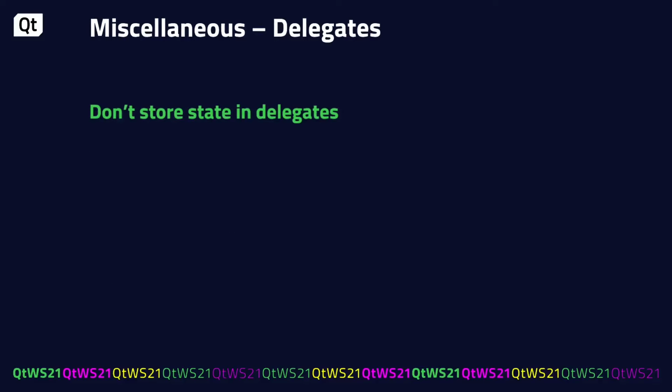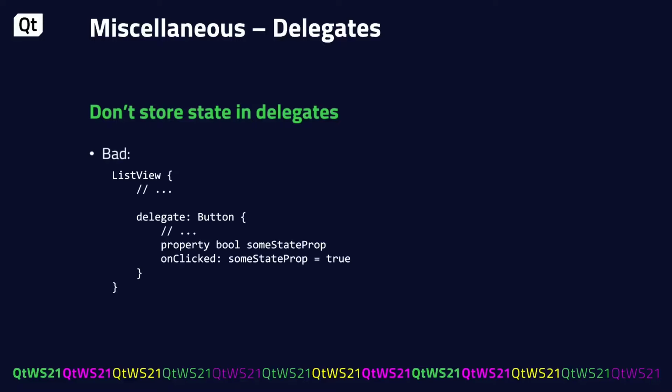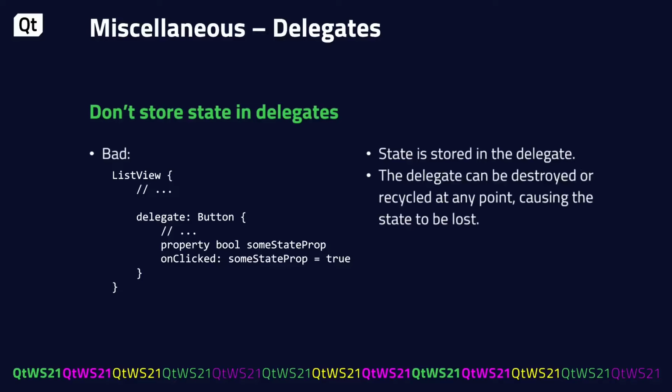Next one is don't store state in delegates. So we have a button as a delegate of a list view here, but we're declaring a property within it that we're using to store the state when the button is clicked. You can see on clicked, some state property is true. The issue is that we're storing state in a delegate, and since the delegate can be destroyed or recycled at any point, the state that we're storing can be lost.